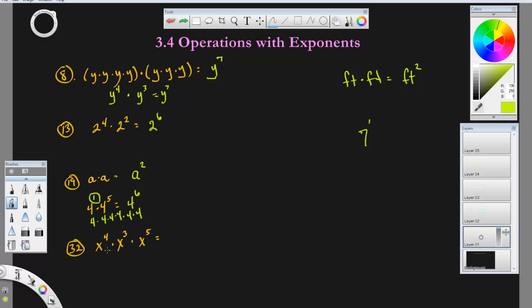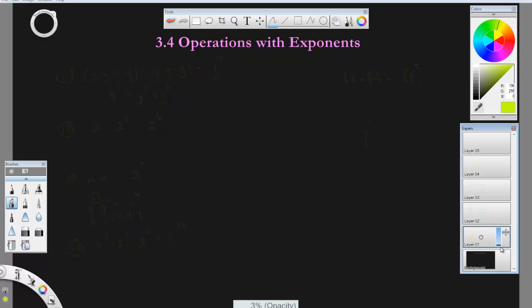Since we have the same base variable in this example, or it works with numbers too, like you can see 2 and 2 becomes 2. x times x times x would be x to the 4 plus 3 plus 5 power. So you would just add these exponents together. 4 plus 3 plus 5 would be x to the 12th. Okay, so that's what makes the rest of this activity work.